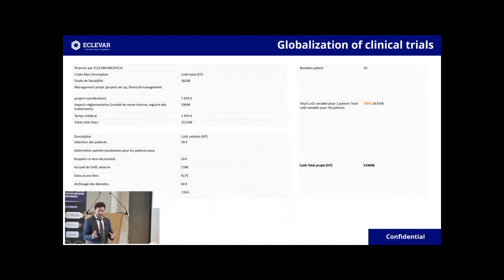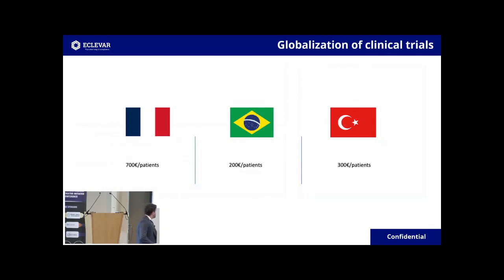On average, one patient is going to cost you 735 euros. If you want 1,000 patients, so 700 multiplied by 1,000, so 700K. All right, 700K if you want to do a real-world study of 1,000 patients in France. 200K for Brazil, the same for the same evidence you're going to get. 300K for Turkey for the same evidence.